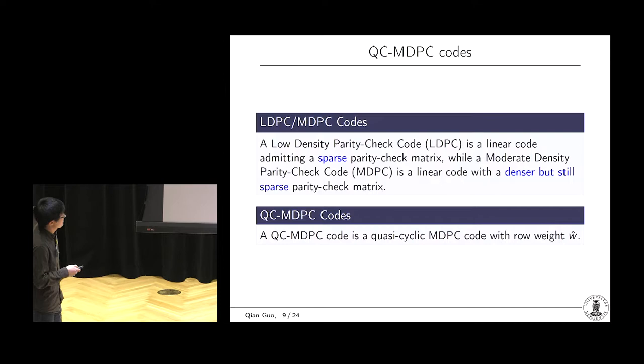LDPC is a linear code with a sparse parity check matrix, everyone knows that. And MDPC, moderate density parity check code, is a code with a denser but still sparse parity check matrix, and QC-MDPC is just the quasi-cyclic MDPC code. So this is a scheme.